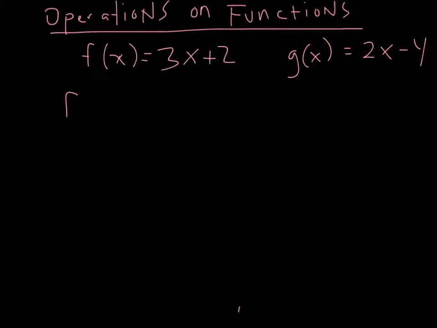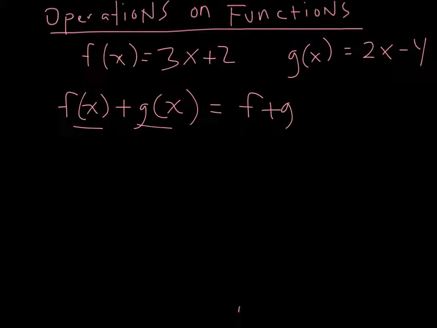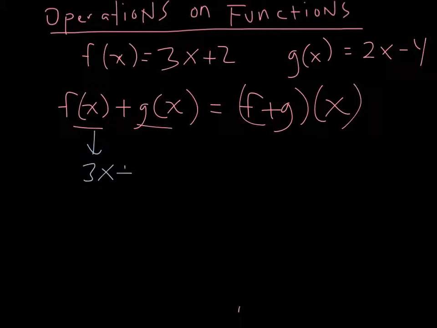So let's say I wanted to take f of x plus g of x. We've actually already done this before with polynomials, it just wasn't written in this format. Another way I can write f of x plus g of x would be f plus g of x. So that notation means exactly the same thing. And all we do would be to take, okay, well f of x is 3x plus 2. G of x is 2x minus 4. I'm going to add those together.